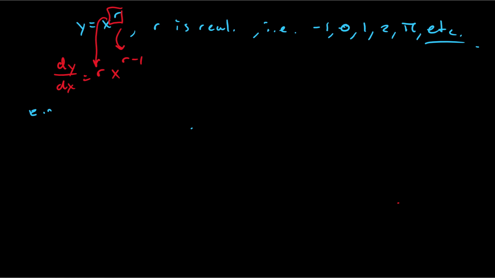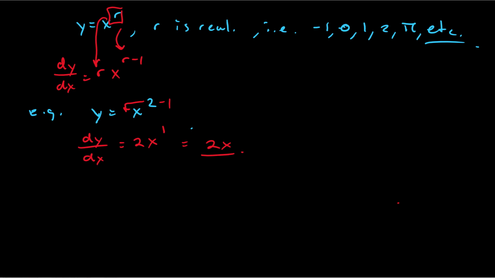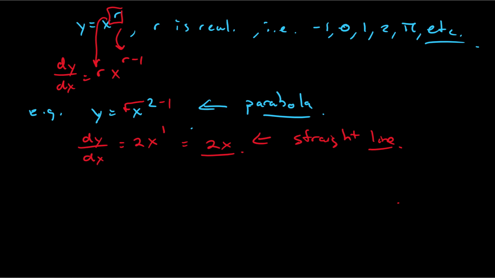Let us look at an example. Suppose y is equal to x squared. Then dy by dx is going to be, we bring down the power 2 multiplied by x and we subtract 1 from the power, so we get x to the 1, or 2x. So y, which is equal to x squared, is a parabola that opens up and begins at the origin. And y equals 2x is just a straight line with slope equals 2 and no intercept.